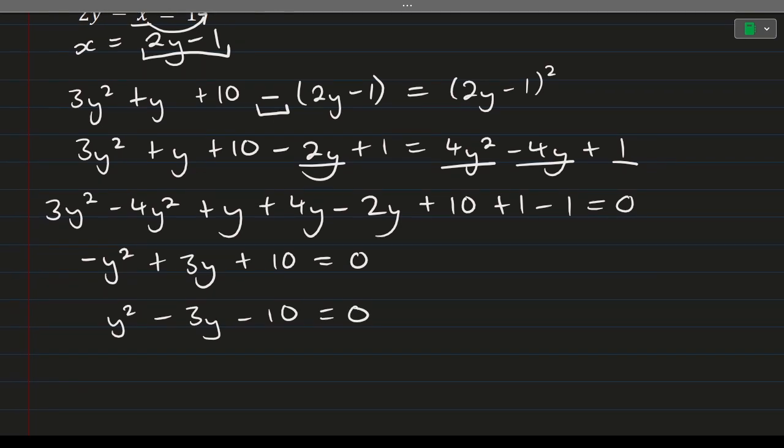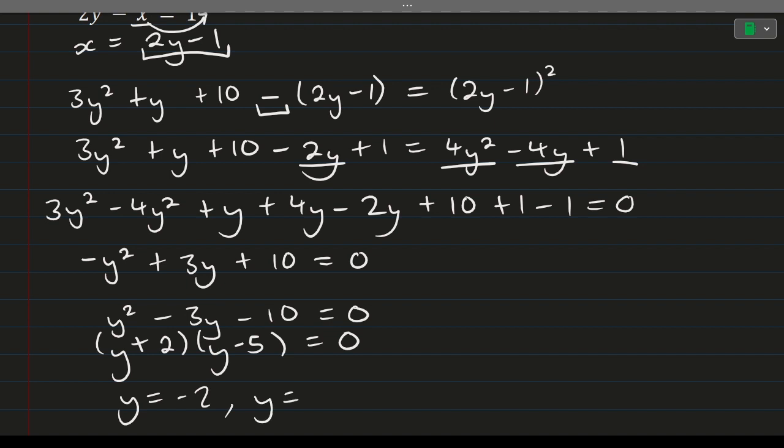Again, we'll solve our quadratic by factorization. However, you can use any method that you like. So that's 5 and 2. Negative 5, positive 2. So the roots of our quadratic equation are y equals negative 2 and y equals 5.